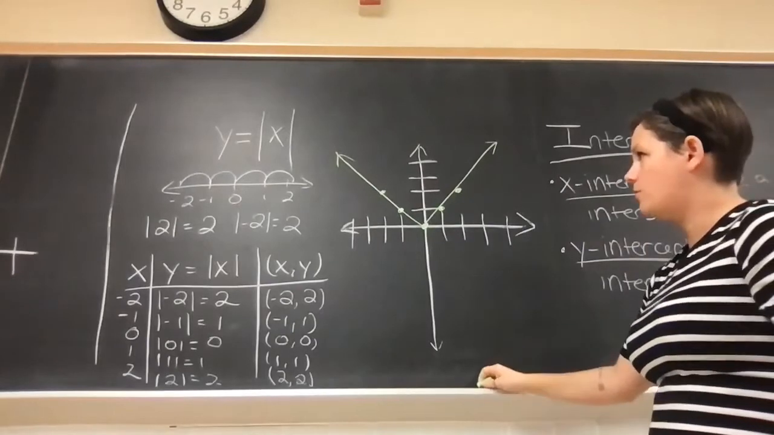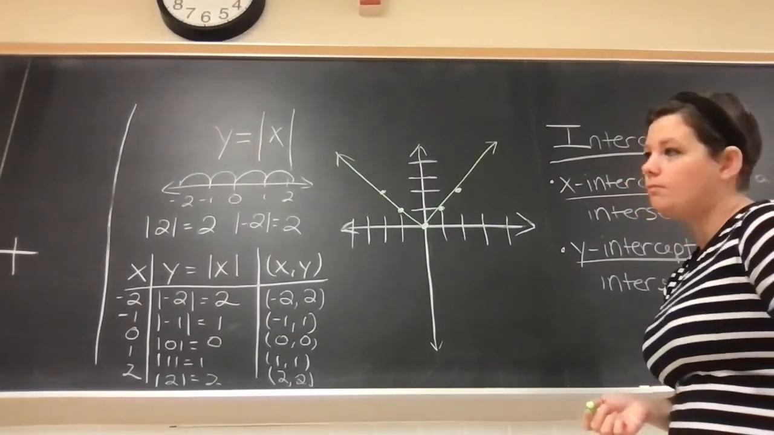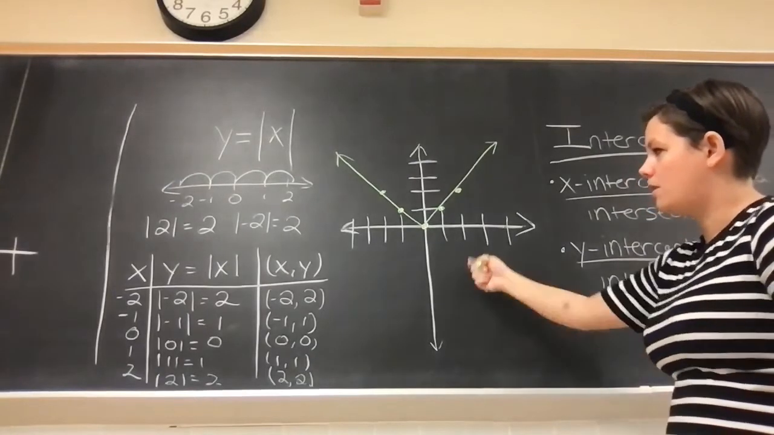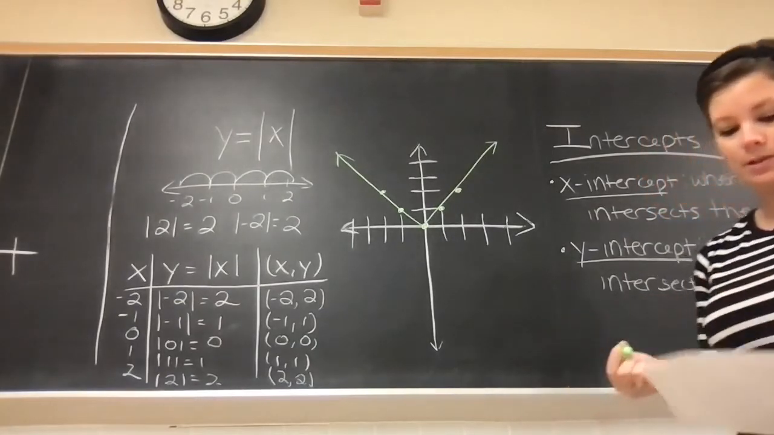So the graph of an absolute value function is going to look like a V. And notice it's not negative, because you can't have a negative absolute value. Everything gives you a positive answer.